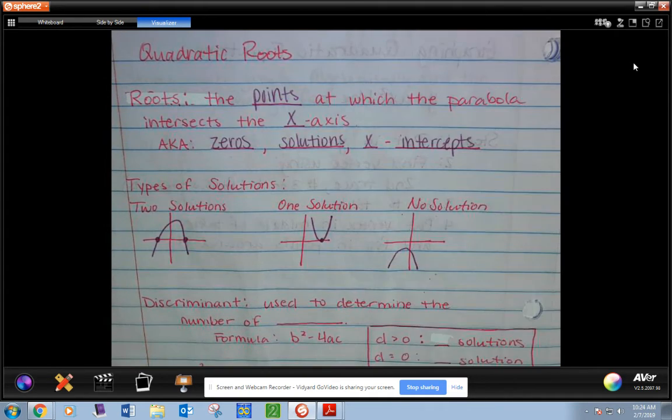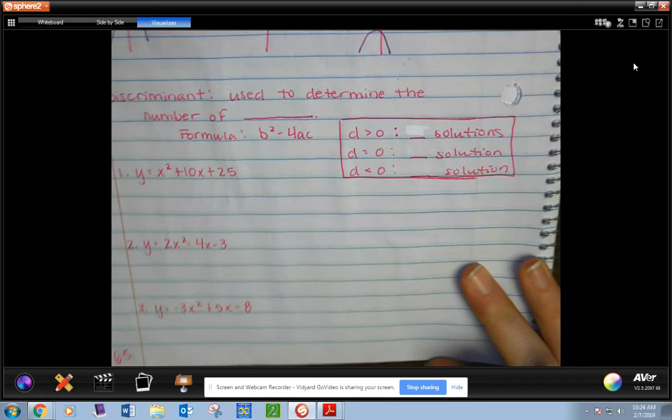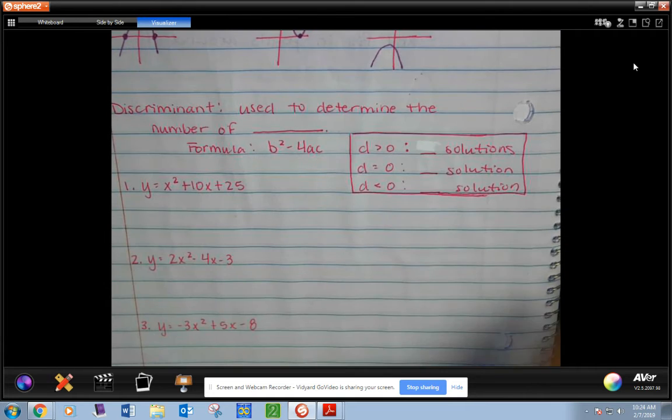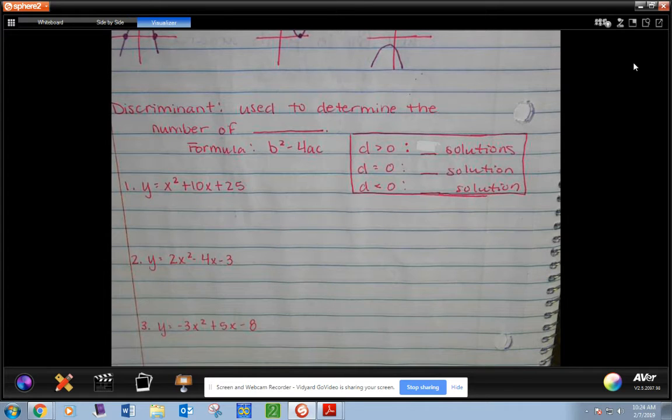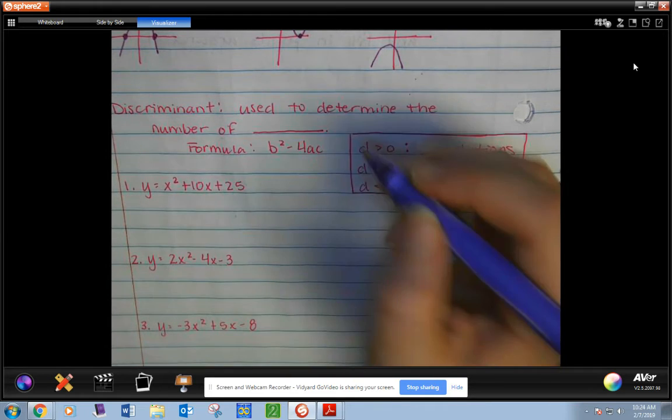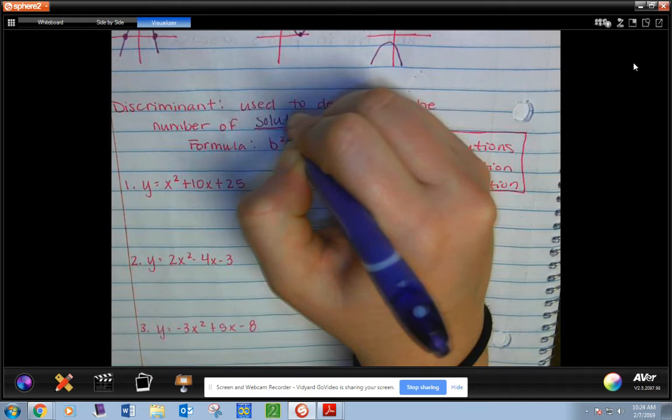So now in your journal, if you want to go ahead and write this next section for me. Let me move it over where you can see it. Okay. We're going to now talk about the discriminant. The discriminant's a way to find out how many solutions you're going to have without actually finding the solutions. So the discriminant is used to find the number of solutions.